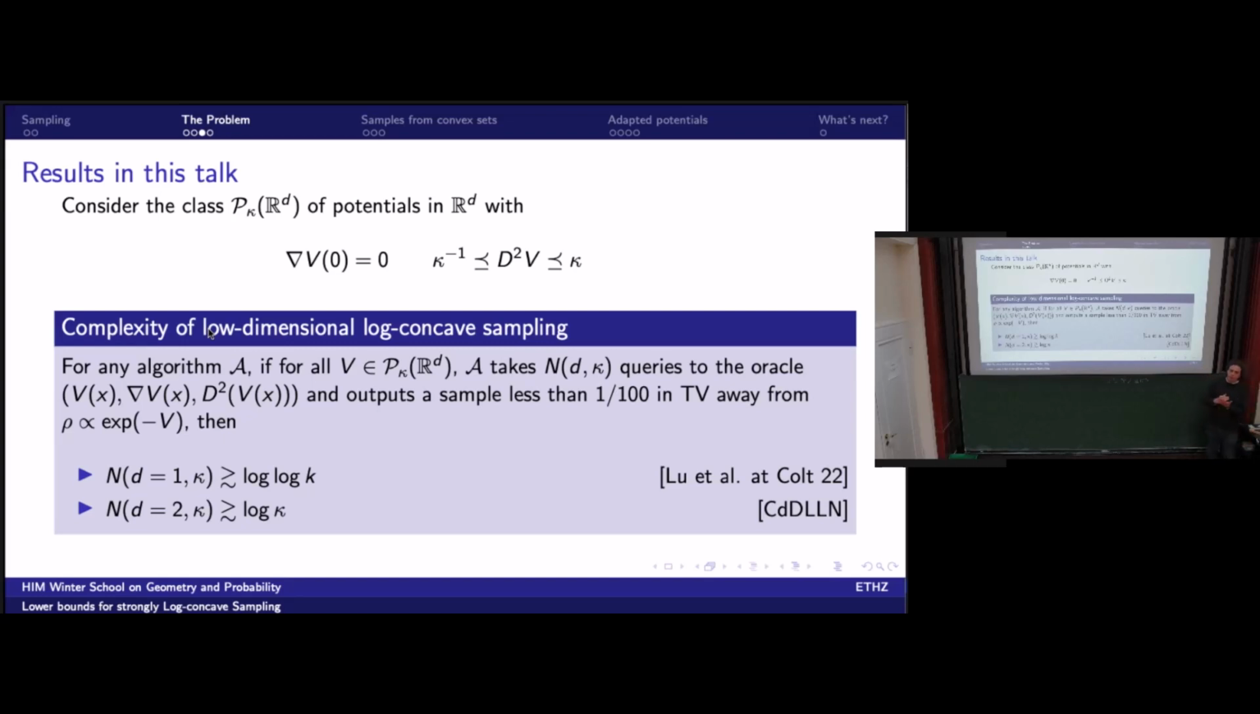You can also show that sampling in higher dimensions becomes harder, which tells you that this log kappa is there in every dimension. We just don't control how the constant grows with the dimension, and that's honestly the obvious next step from the results I presented today.